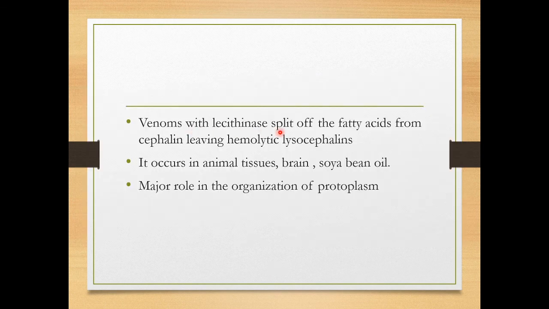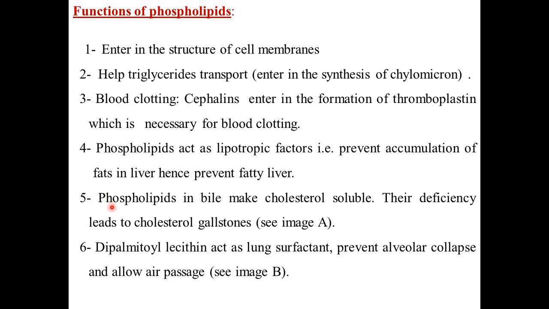On partial hydrolysis, a fatty acid is split from the cephalin, leaving hemolytic lysocephalin. It causes hemolysis of RBC. It occurs in animal tissue, brain, soybean oil, etc. The major role is in the organization of protoplasm. So these are the major functions of phospholipids.